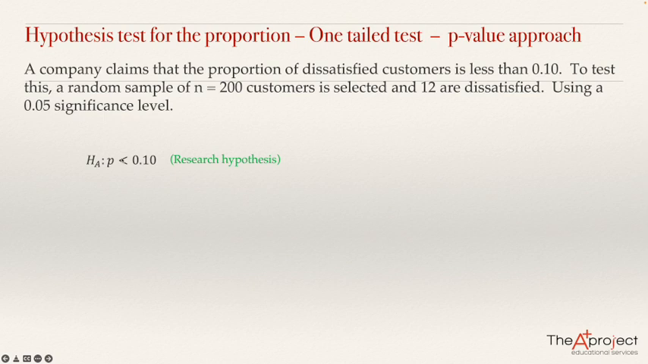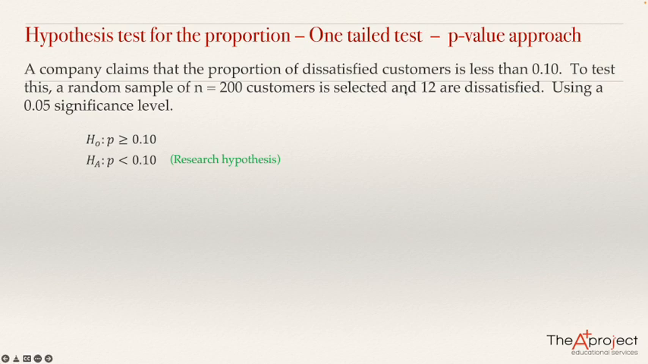Opposite to p less than 0.10, we have p greater or equal than 0.10. So this will be the null hypothesis. And this null hypothesis will be just considering that p equals 0.10. So I'm going to use p equal to 0.10. This is the thing that I'm going to consider true, and I'm going to use this value of p in the formula of the test statistic.